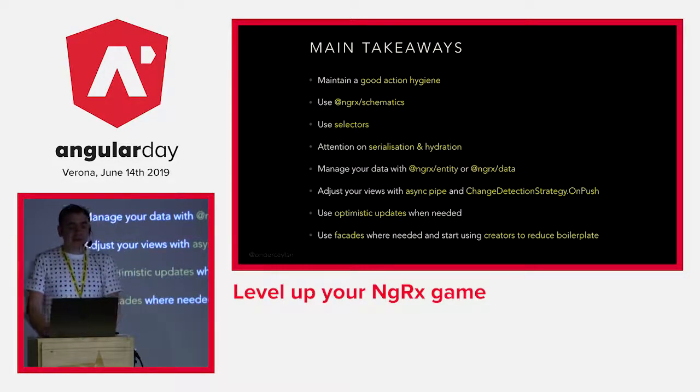So main takeaways for this talk: maintain a good action hygiene, use NGRX schematics, use selectors, pay attention to serialization and hydration, manage your data with NGRX entity or NGRX data, based on the scale of your application. Adjust your views with async pipe and change detection strategy OnPush. Use optimistic updates when needed, because we don't want to block our users or annoy them. Use facades where needed, and start using creators to reduce boilerplate.